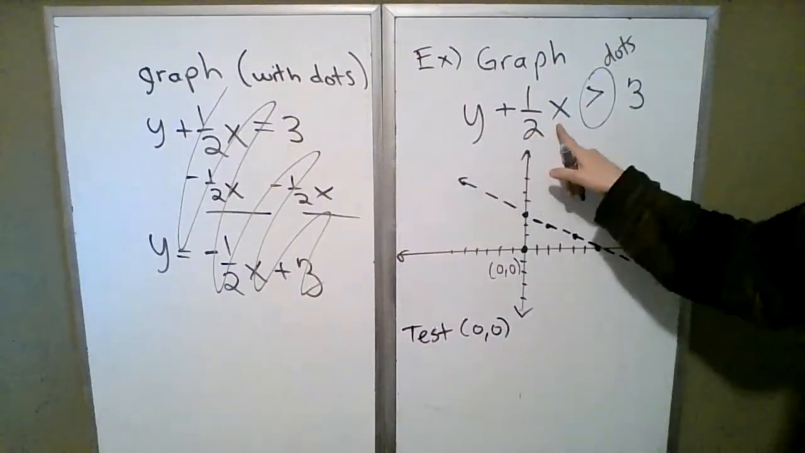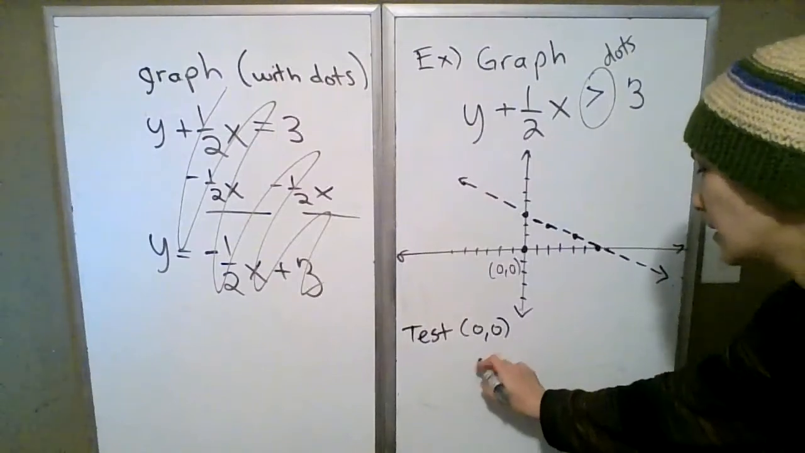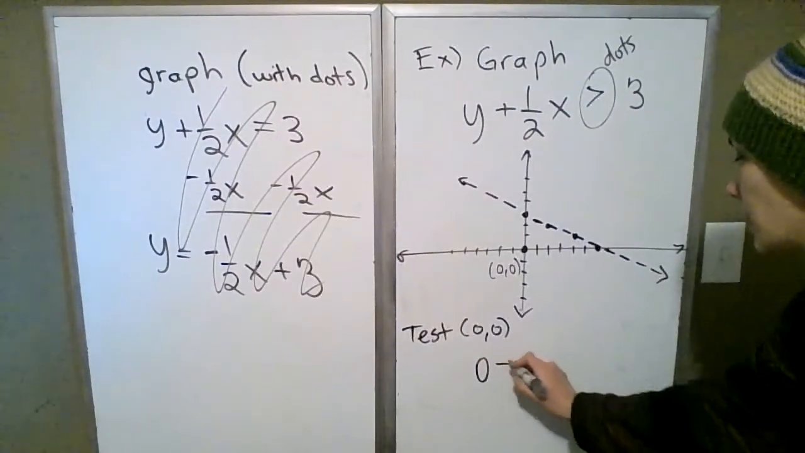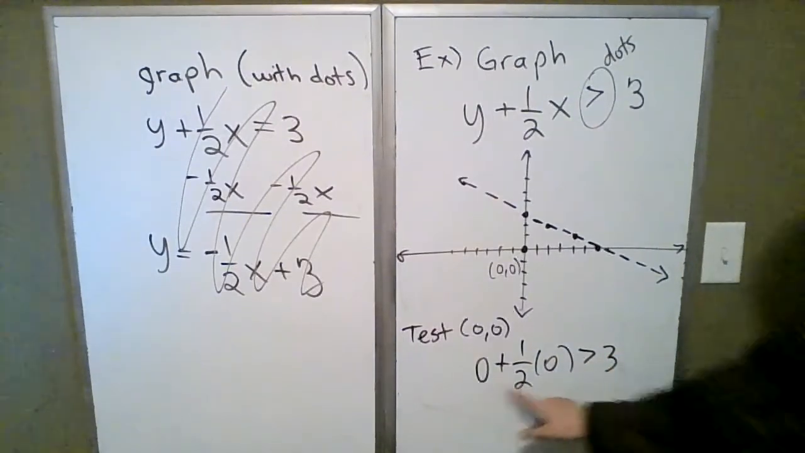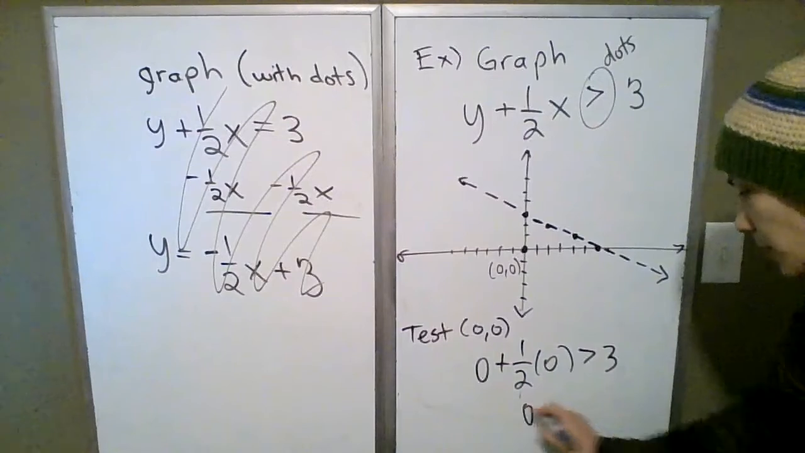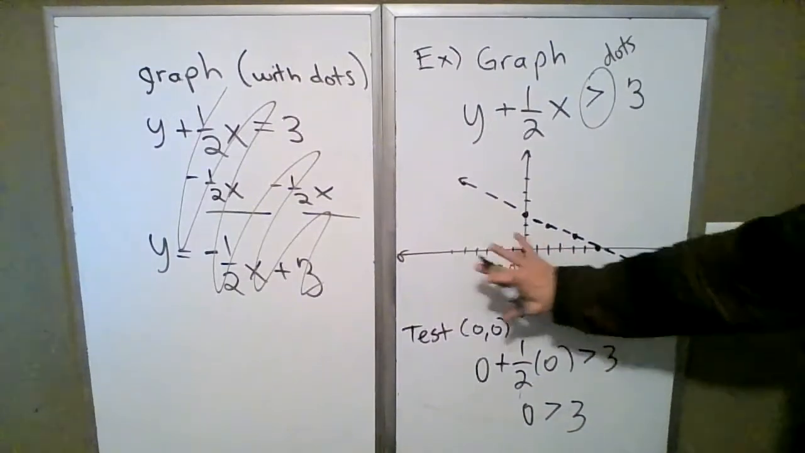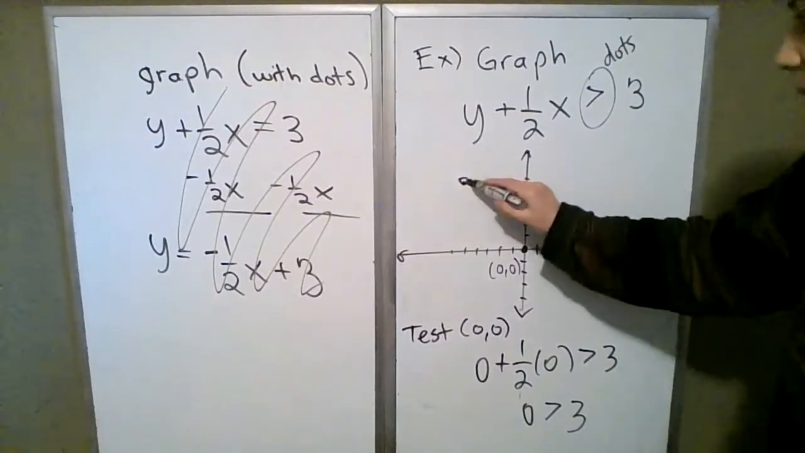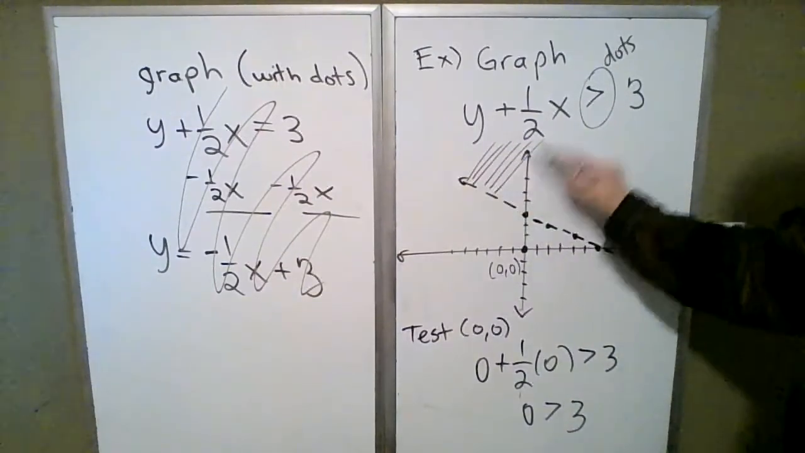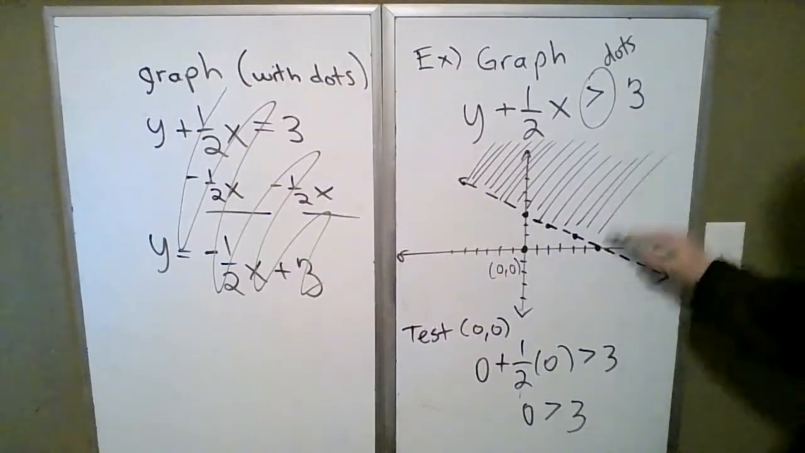Okay. 0 for y and 0 for x. So 0 plus 1/2 times 0. Is that greater than 3? Zero plus 0 greater than 3 would be 0 greater than 3, which is false. So that is not a solution, and this is not the solution section. You want to go to your boundary and shade above, or shade on the opposite side of that point. That would be the solution section.